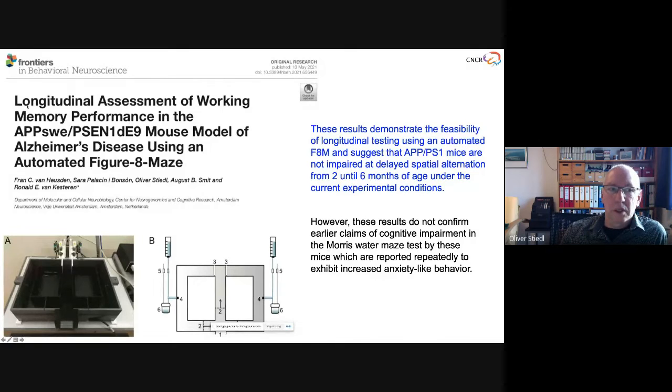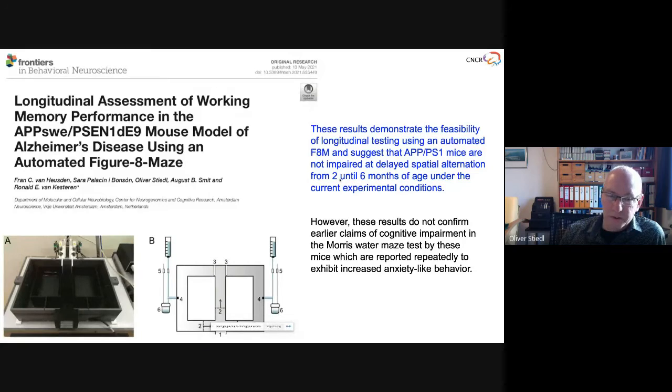So we used an Alzheimer model, the APPS1 mouse line, which has been reported to be learning impaired in the Morris water maze test at the age of 4 months. We used a figure 8 maze, completely automated, connected to the home cage, in order to find out whether there is a symptom progression telling us something about cognitive decline.